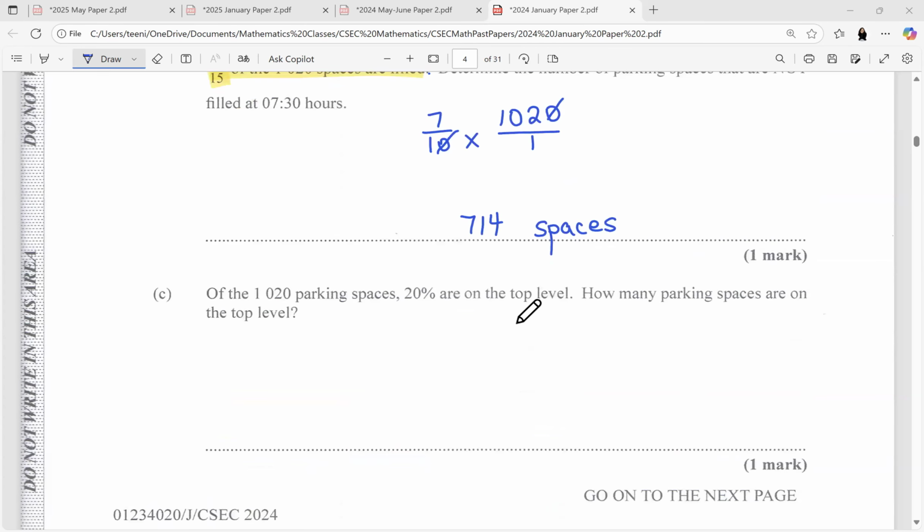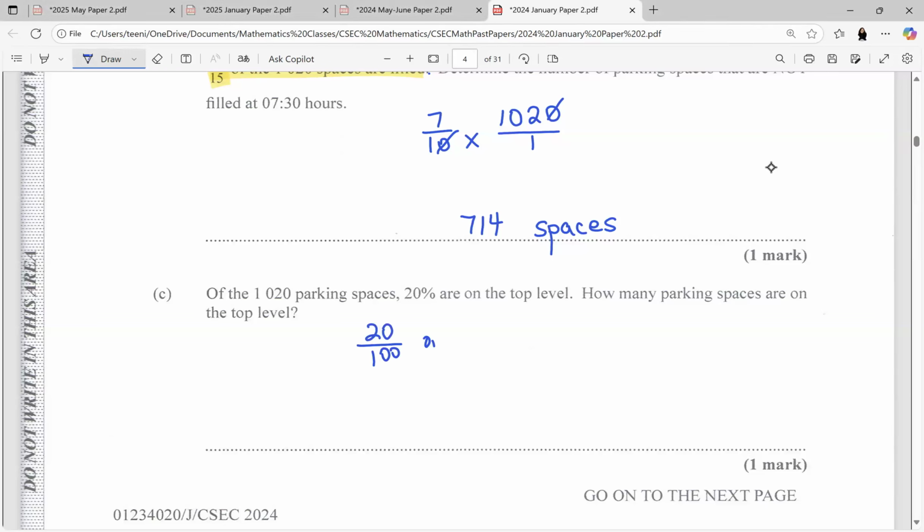Okay, of the 1020 parking spaces, 20% are on the top level. How many parking spaces are on the top level? Work it out, send me your answer. 20% of 1020 would be 20% is 20 over 100 or 0.2 multiplied by 1020, which will give you 204 spaces. Okay.